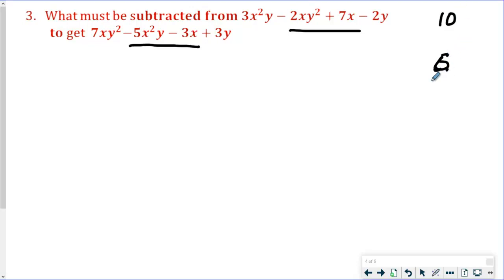That is, we have to find 10 minus 6. From 10 we have to subtract 6. So our answer is 10 minus 6, that is, we have to subtract 4. In this way we can find it out.